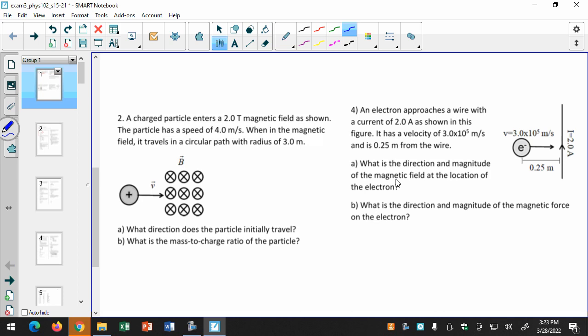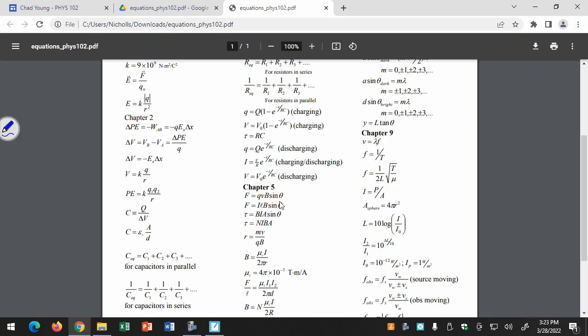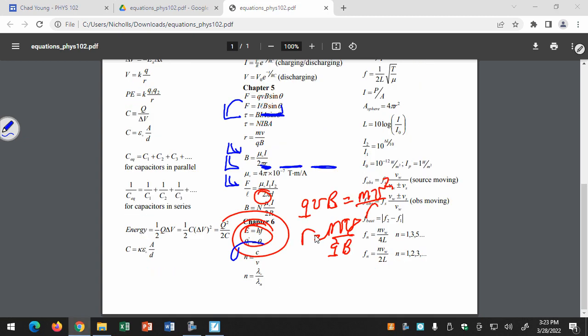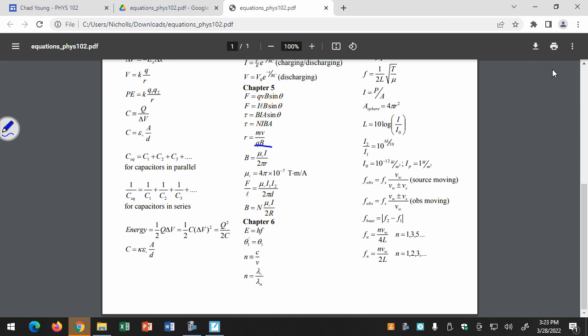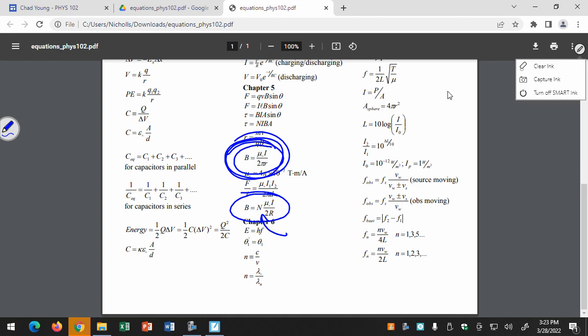So what is the magnetic field? Well, B, let's go back to our equation sheet. I always forget. So the magnetic field due to a long straight wire is mu naught I over 2 pi r. This equation is really similar, but remember, because this has the N value, that's for the solenoid, or the loop of wire, the coil of wire. So for the long straight wire, I'm looking at this. Mu naught is given right there below it.